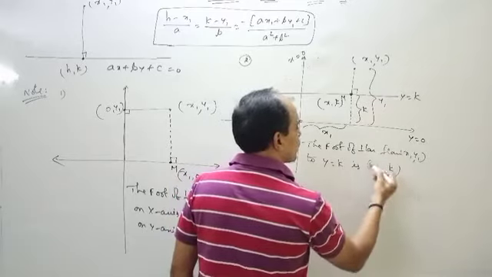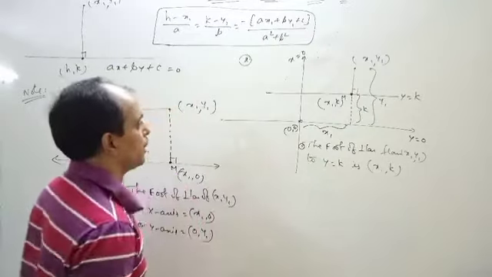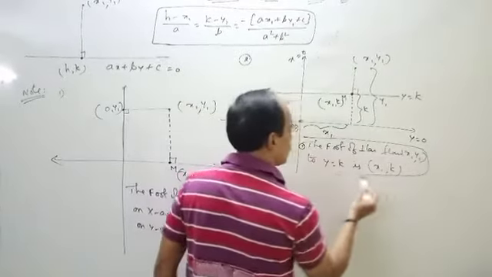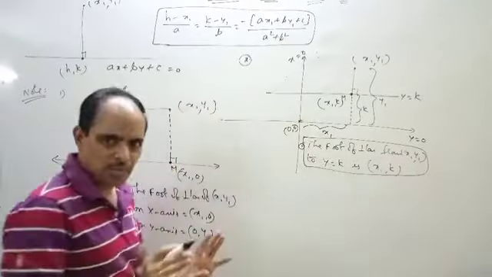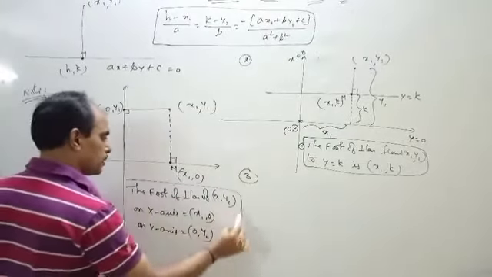x1 comma k. Okay? This is one point. Next, this is one point. We have to remember this one, when you go through the diagram only. Next, the third one. And here is one point.